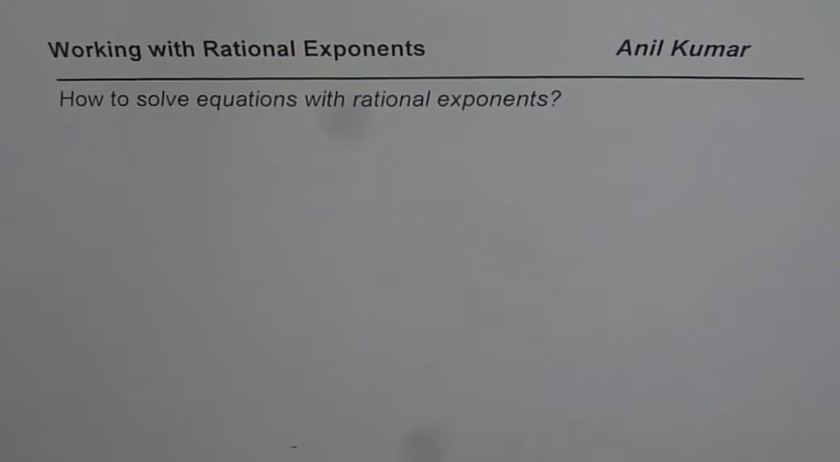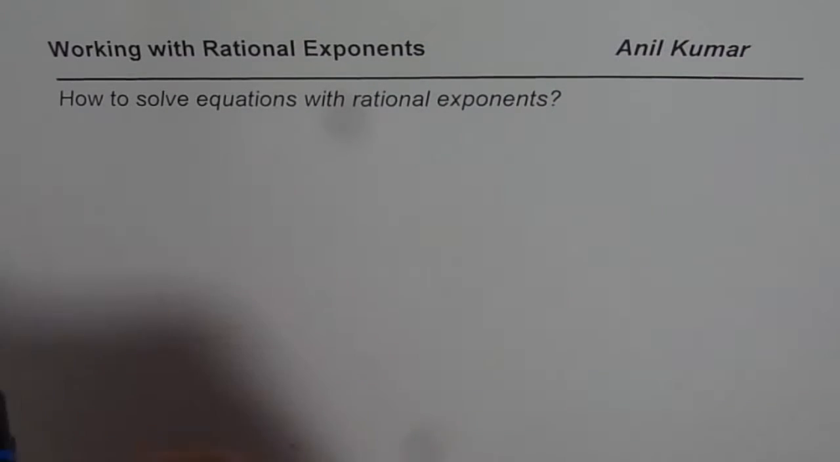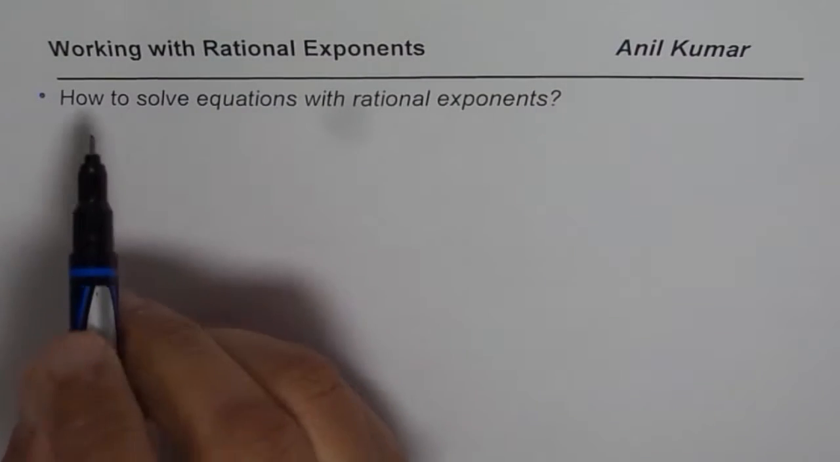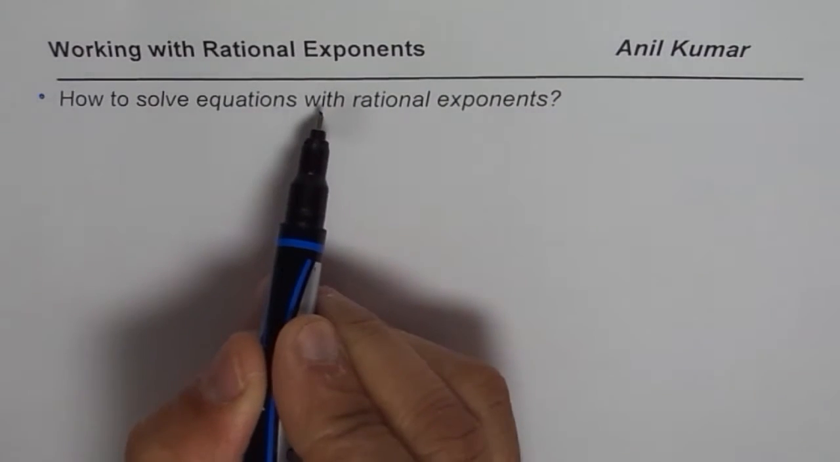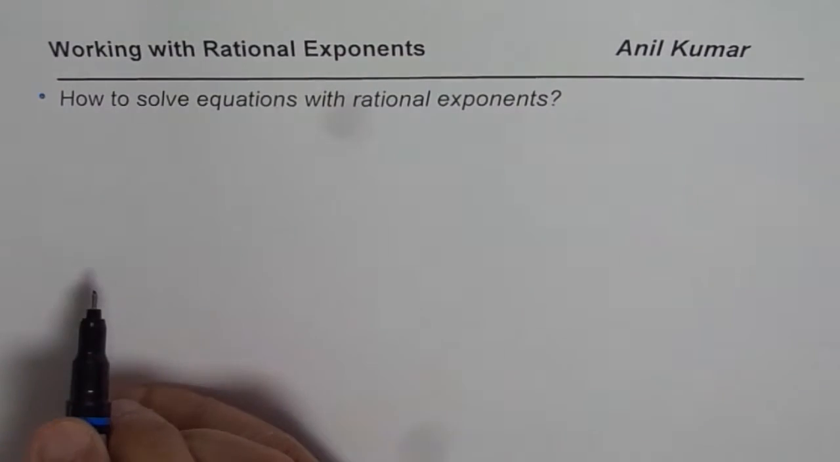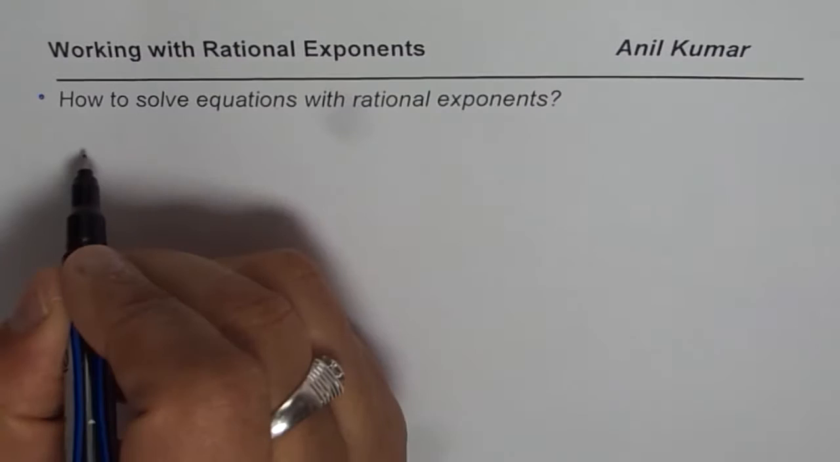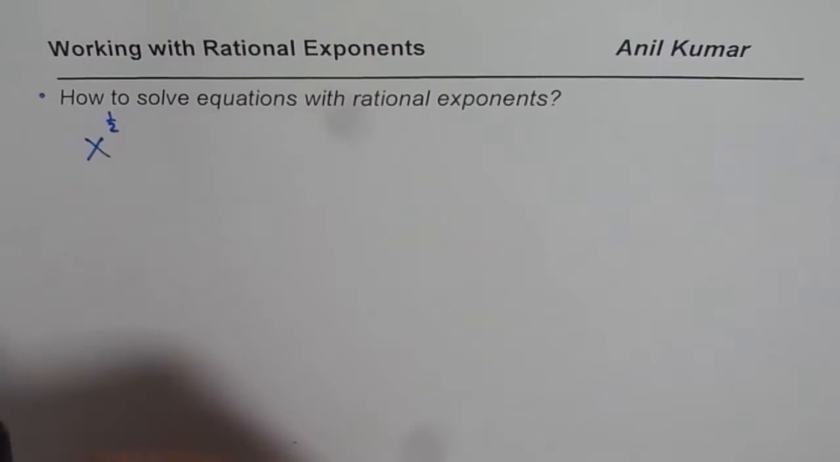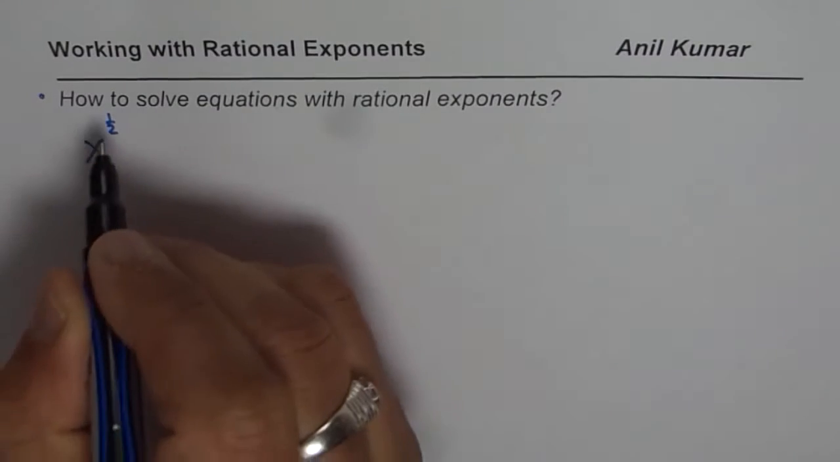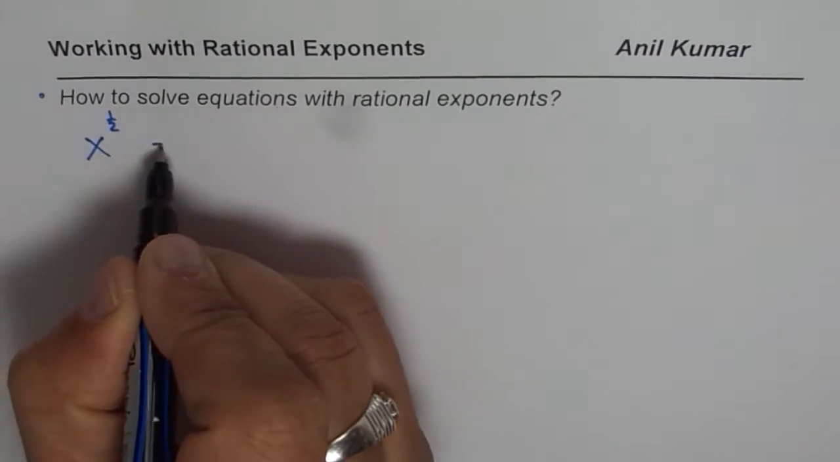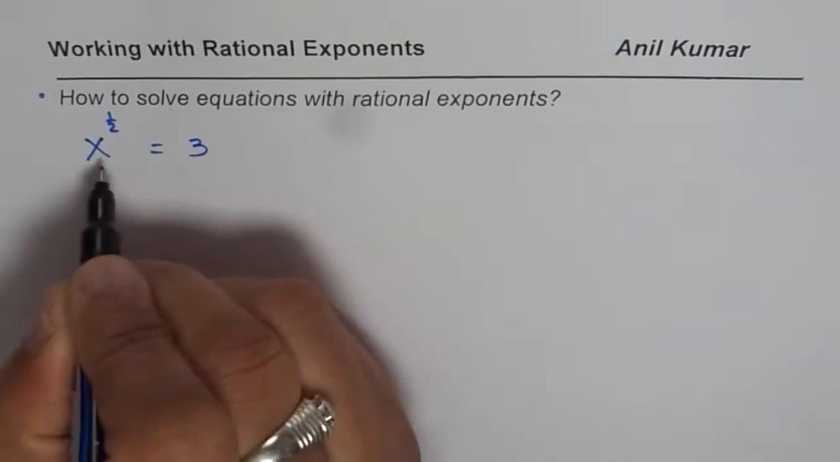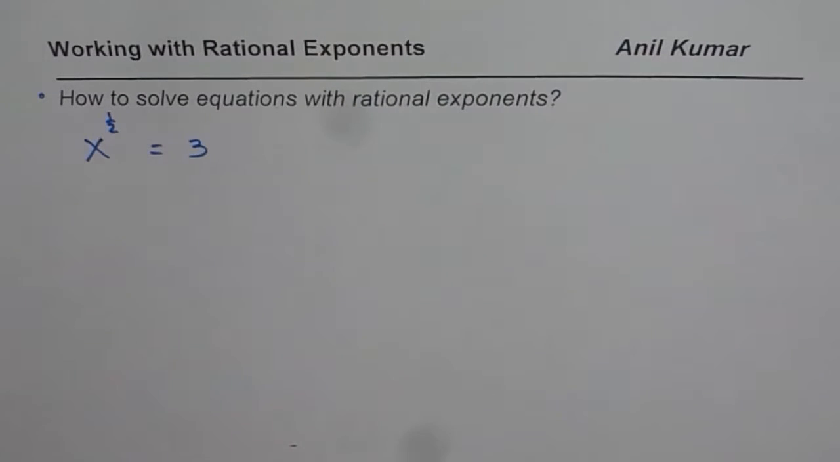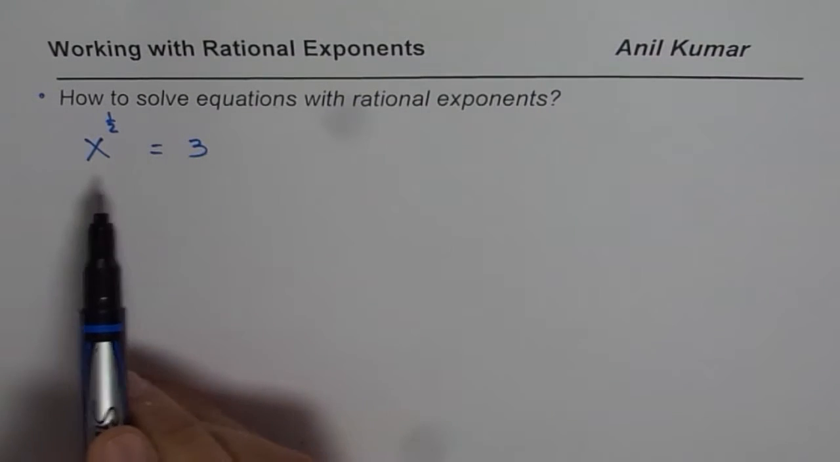I'm Anil Kumar. We are discussing working with rational exponents, and in this particular video we will try to understand how to solve equations with rational exponents. When I say rational exponents, I mean something like x to the power of 1 over 2. That becomes a rational exponent, right? So if x to the power of 1 over 2 is, let us say, 3, then what is x? That means how to solve for x. This is what I'm trying to understand.